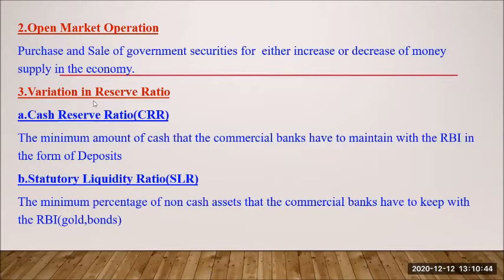The third one, variation in reserve ratio. Under variation in reserve ratio, the RBI will make changes in the reserve ratio in order to control the money supply in the economy. Under this method, there are two concepts, that is cash reserve ratio and statutory liquidity ratio. So the first one is cash reserve ratio, familiarly known as CRR. CRR or cash reserve ratio means the minimum amount of cash that the commercial banks have to maintain with RBI in the form of deposits.